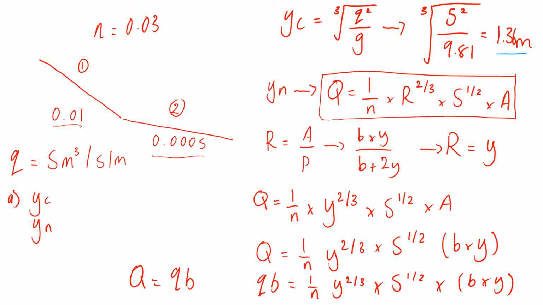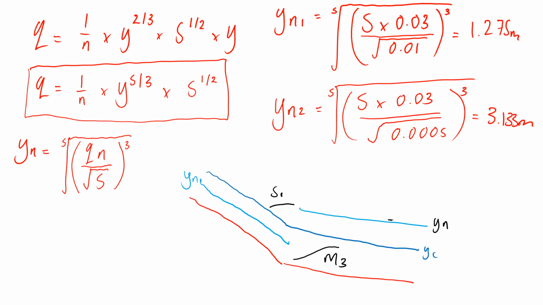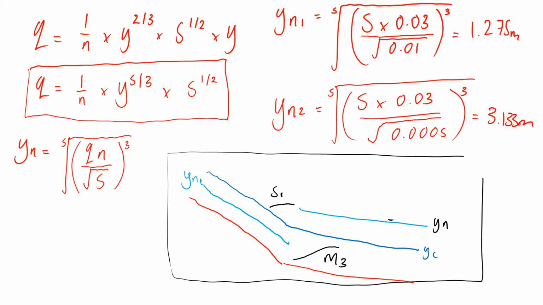All of this would give you 12 marks: working out YC, then manipulating the Manning's equation to work out YN1 and YN2, and then drawing the actual profiles. Showing the profiles at the end will give you 12 full marks. Now the final thing is to work out in which reach the hydraulic jump occurs.